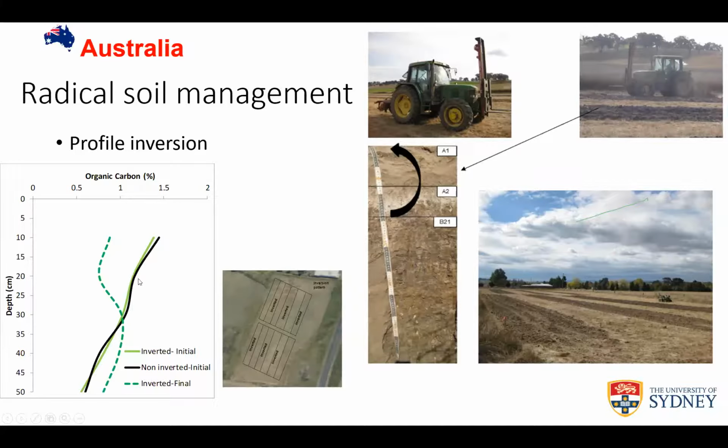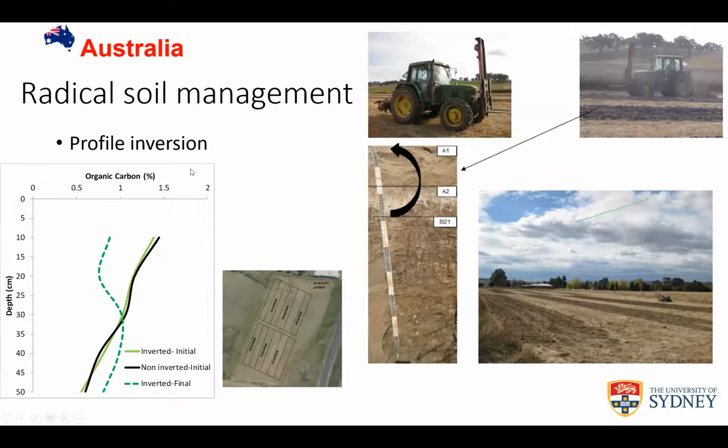So for example, this is the initial soil carbon, the black one. When you invert it, you bring the subsoil that has less carbon to the top, so the topsoil now has less carbon. When you have a system that has less carbon and you put in more carbon, the carbon is more likely to increase, right?